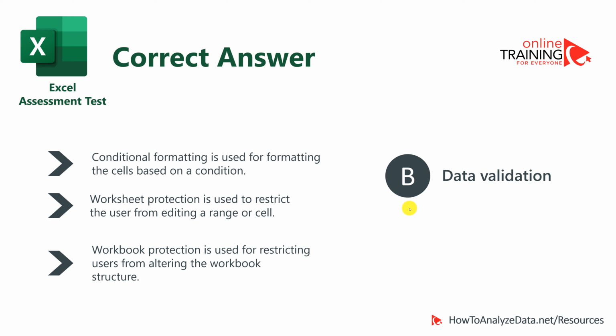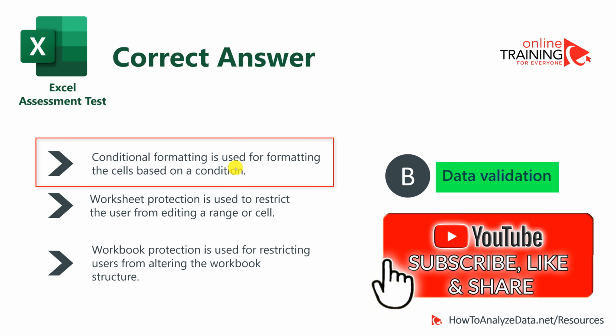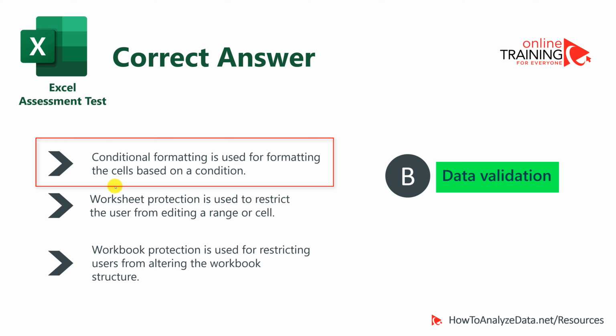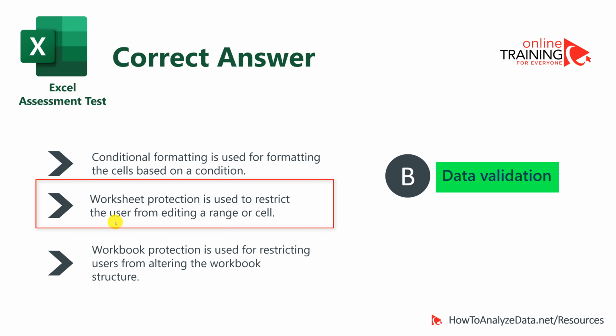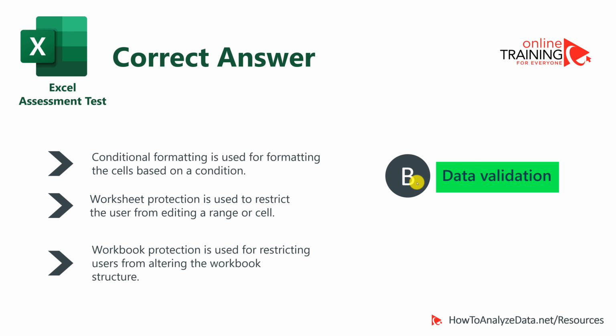So as you might have figured out, the correct choice is data validation, because other choices are designed to trick you. Conditional formatting is used to format cells based on a specific condition. Worksheet protection is used to restrict users from editing a range or a cell. And then workbook protection is used for restricting users from altering the workbook structure. So B is the correct choice. Hopefully you've got this one right.